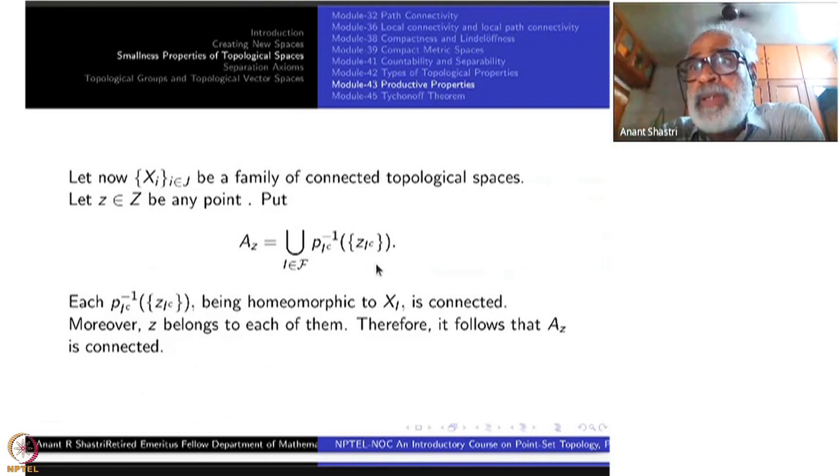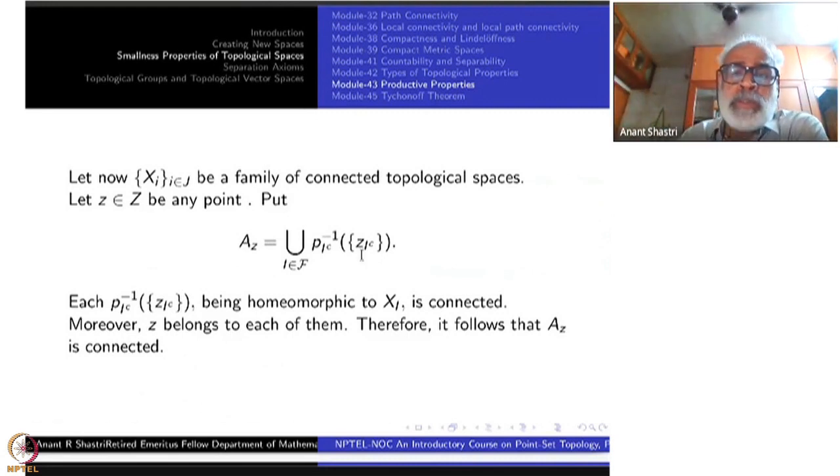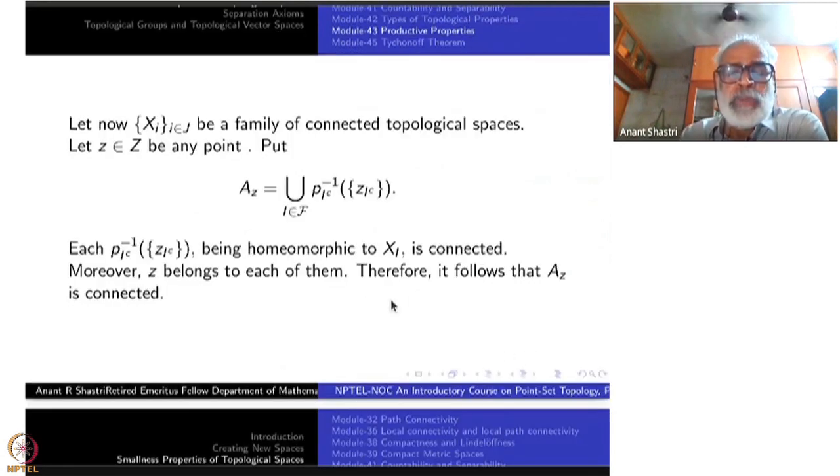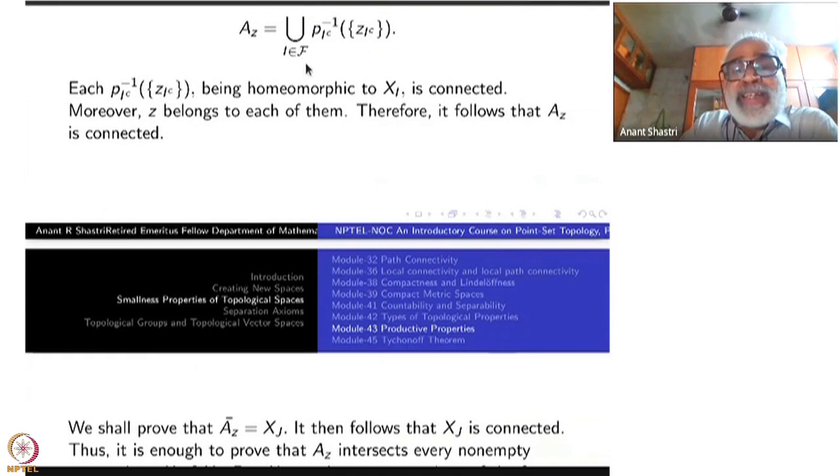It's very easy to see that A_z is connected. Take a separation if possible. Suppose A_z is B separation C. Where will z be? It will be in one of B and C. The moment z is inside B, all these things will be inside B, so C is empty. If z is inside C, B is empty. So there is no partition, there is no separation. So this is a connected set.